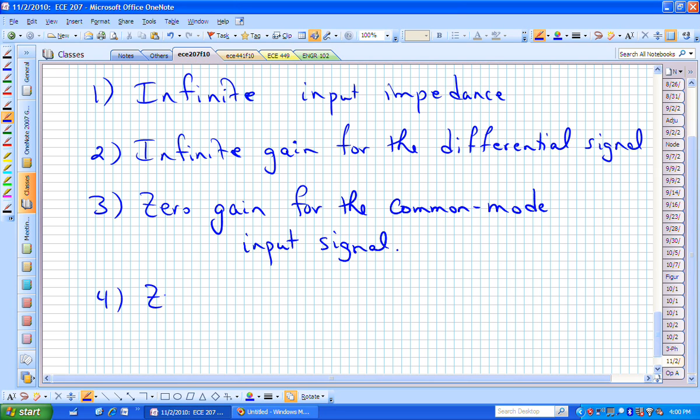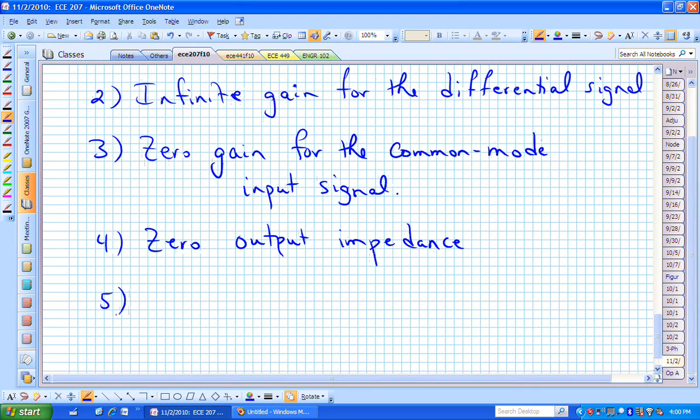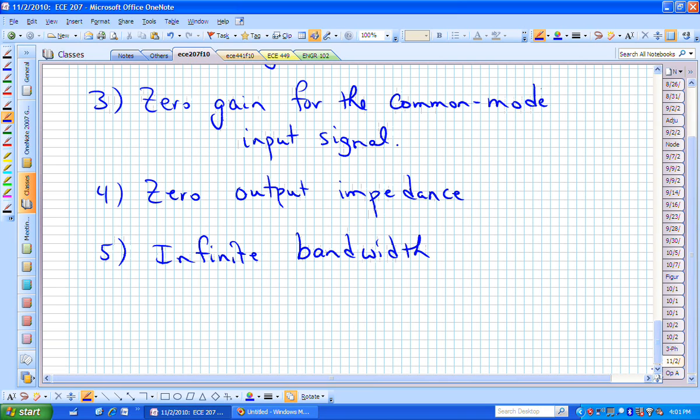Another characteristic is that we have zero output impedance, and ideally we have infinite bandwidth. What that means is that whatever frequency we put in doesn't get changed in its signal strength as it goes through the system. In reality, as we get higher in frequency, the system will have more and more difficulty pushing that signal through, and so it will be attenuated or reduced as it passes through the system.